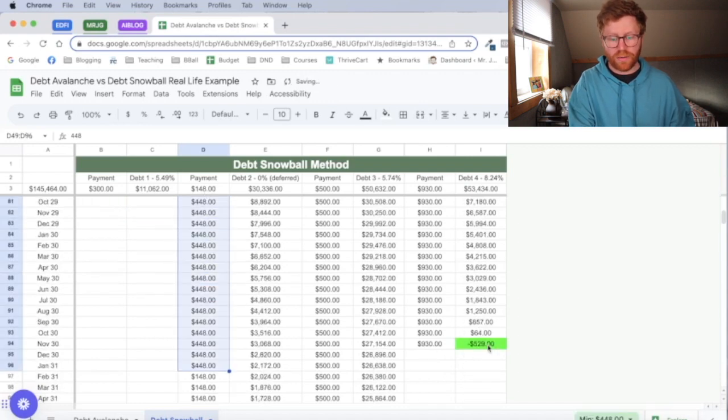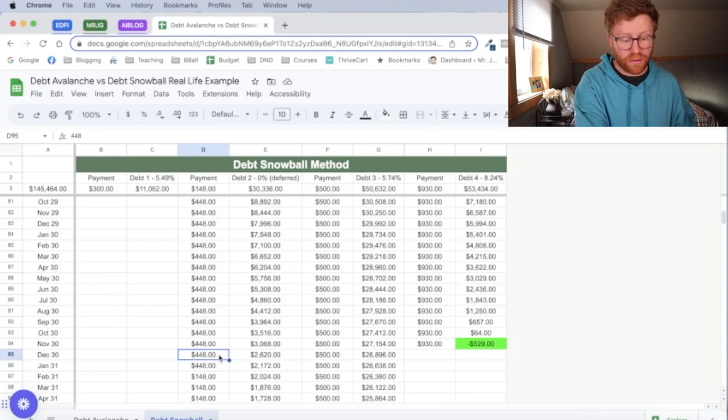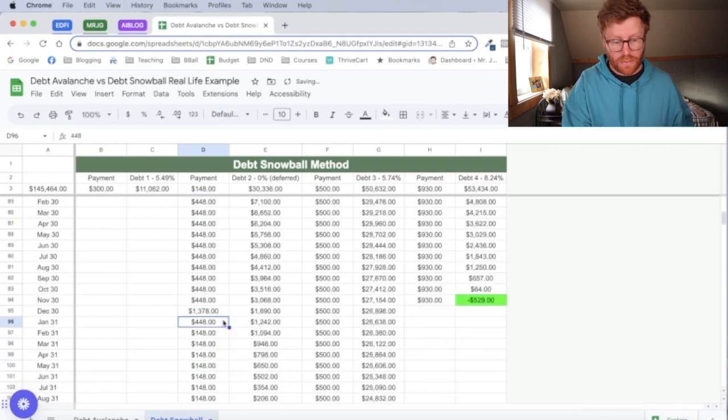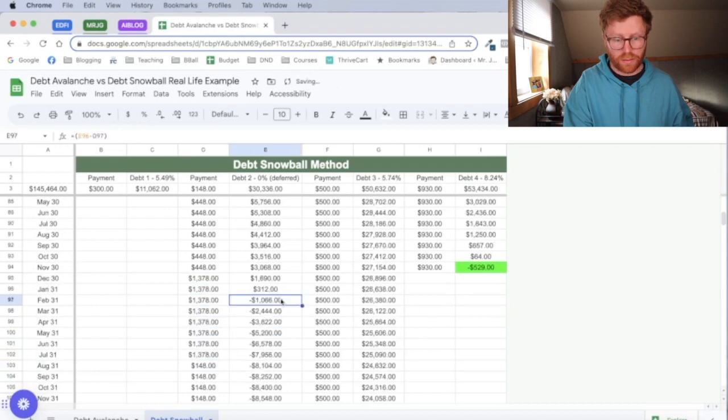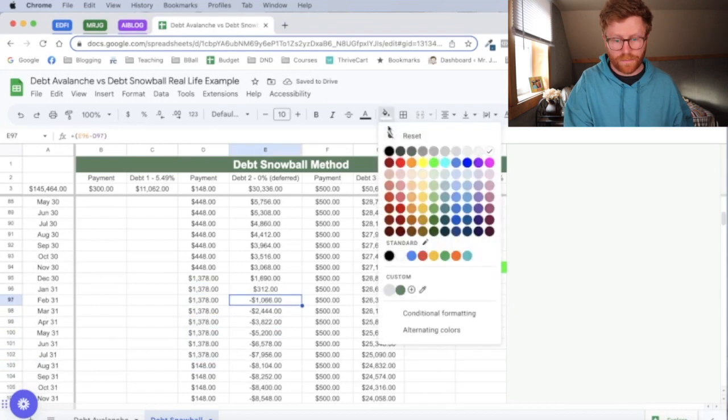And actually, I'm seeing here that we've paid off this debt before we paid off this second one. So we're going to take this $930. We're going to jump it over to this debt number 2 to this $448. The month after that is paid off is going to be $1,378. And you can see that this loan is getting eaten up pretty quick. This one has disappeared here.